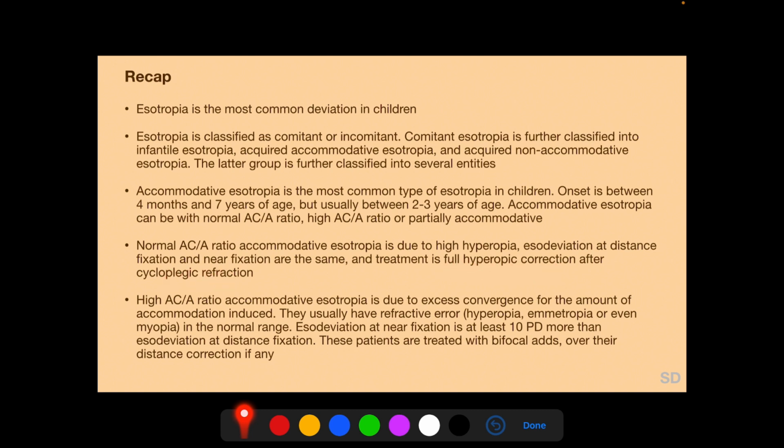High AC/A ratio accommodative esotropia is due to excess convergence for a certain amount of accommodation induced by the patient. These patients usually have refractive error in the normal range, and in these patients, esodeviation at near fixation is at least 10 prism diopters more than esodeviation at distance fixation. Patients are treated with bifocal adds over their distance correction, if any.